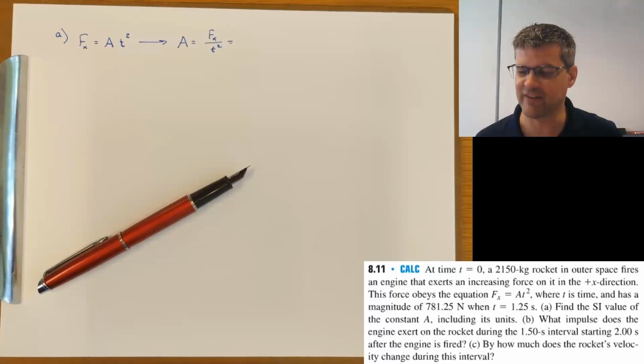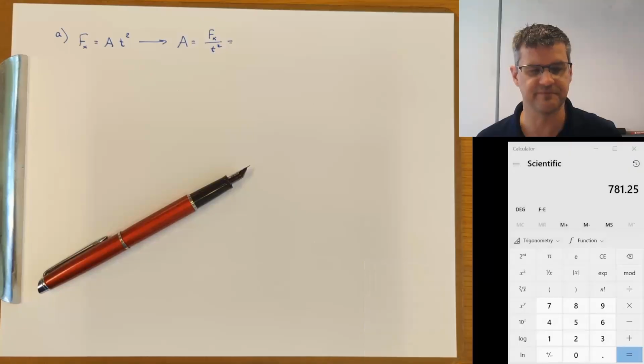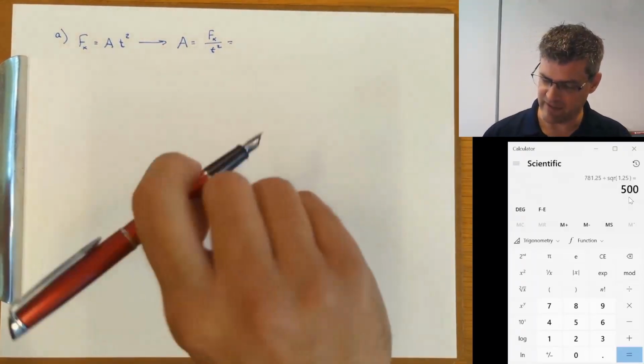or force here, 781.25, and divide by 1.25 squared. Okay, nice and easy, 500.